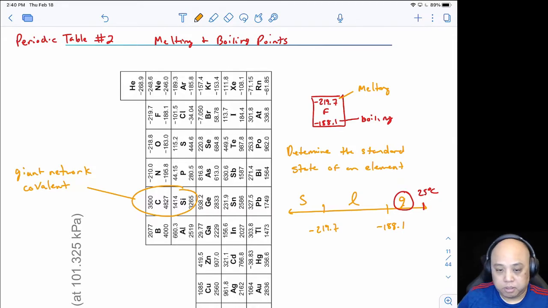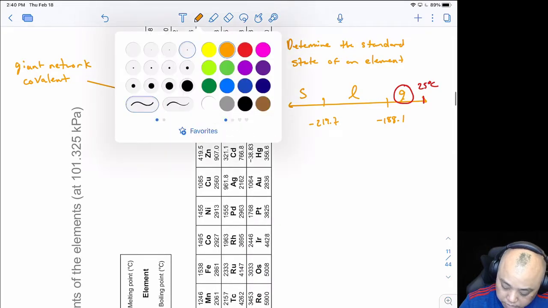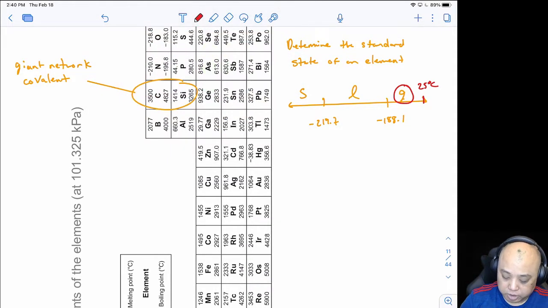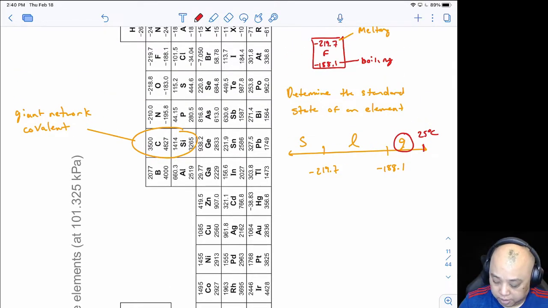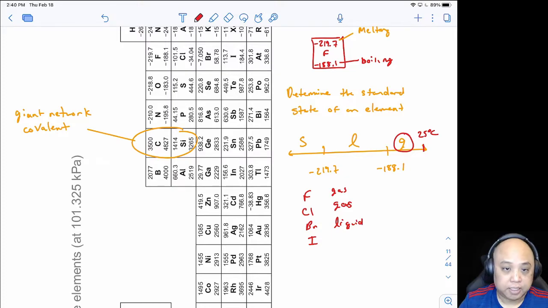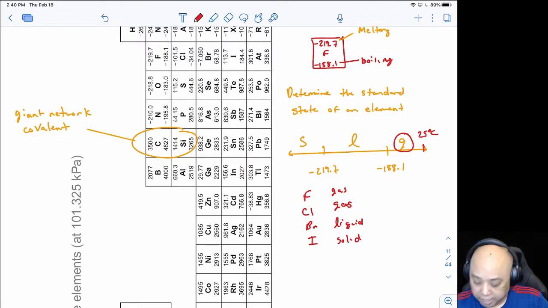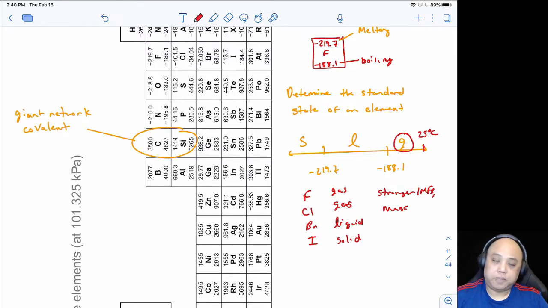The other thing you might do is talk about the trend of melting and boiling points in a group, like fluorine versus chlorine versus bromine versus iodine. If you look, 25 degrees Celsius makes fluorine a gas, chlorine a gas, bromine a liquid since 25 is in between those two values, and iodine a solid since 25 is below the lowest number. So it increases IMFs as you go down.